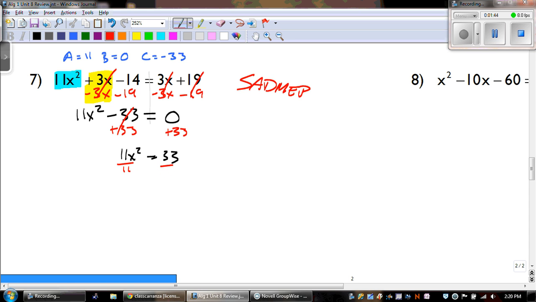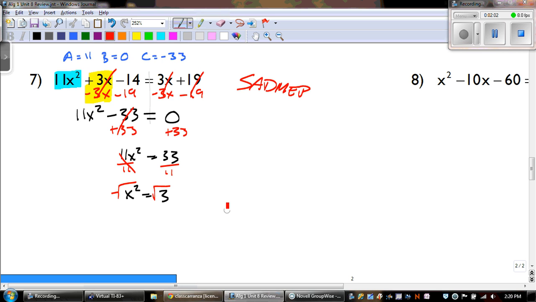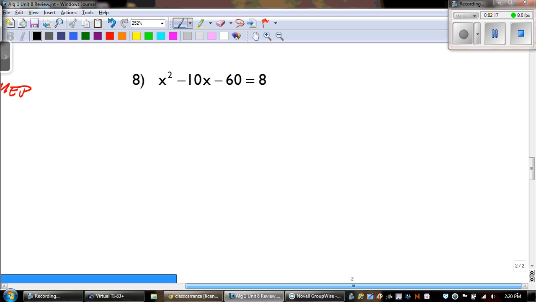And then divide by 11. We get x squared equals 3. And then the last step to do would be to take the square root. And the square root of 3 is 1.73. So remember, the calculator only tells us part of the answer. It would be plus or minus 1.73. Okay, number 8.